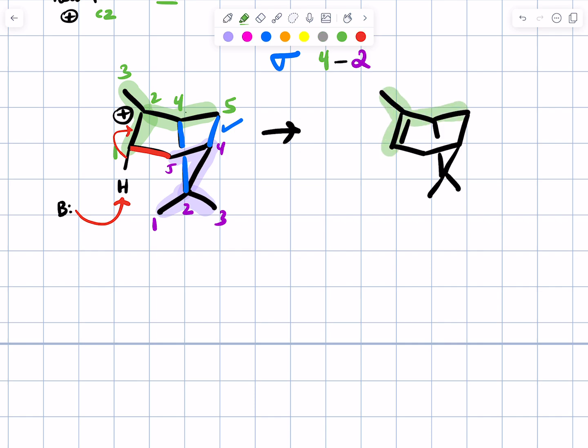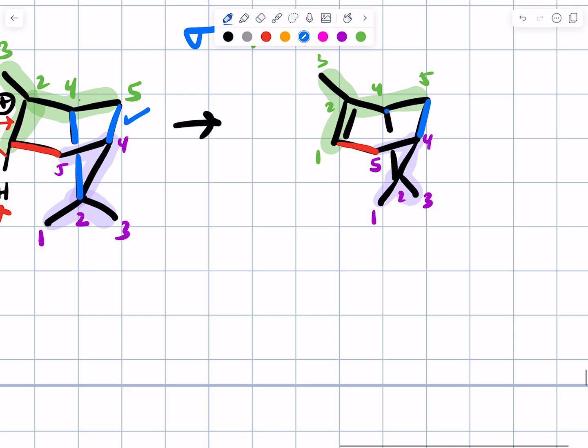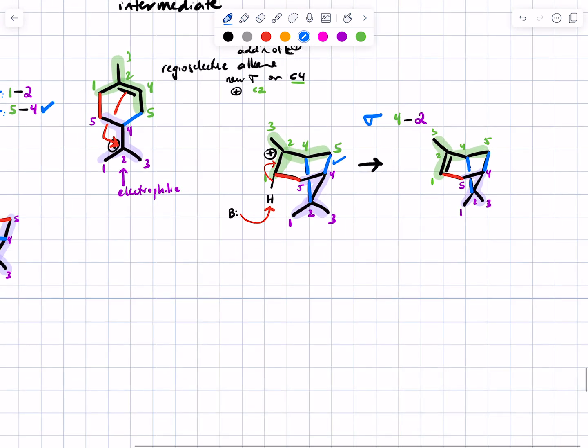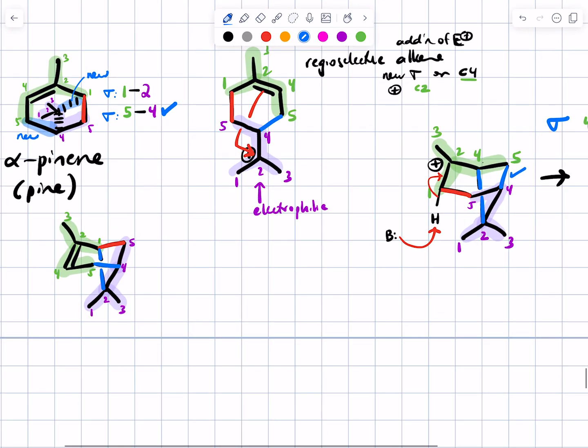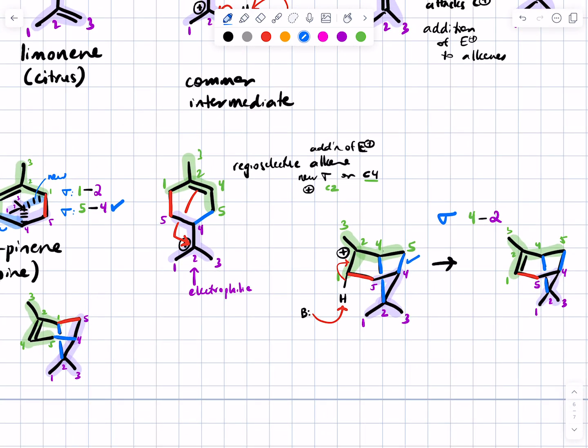I'll go ahead and label things as I've done previously. In red is the bond from the linear precursor between purple 5 and green 1. In blue are the bonds between green 5 and purple 4 that we made from that common intermediate, and then green 4 and purple 2 that we made in the most recent step. And there's alpha-pinene. That's a reasonable mechanism. From the common intermediate, we did a pi electrons attack a carbocation to make a new bond.